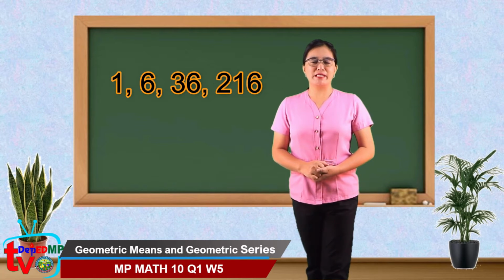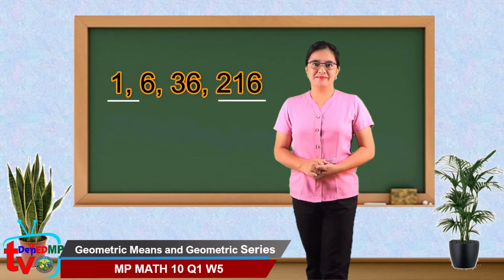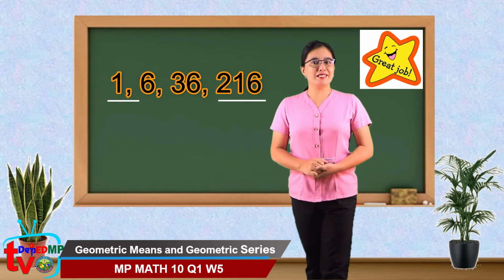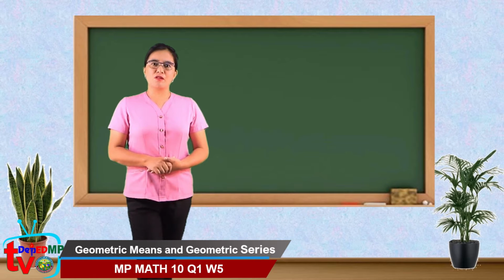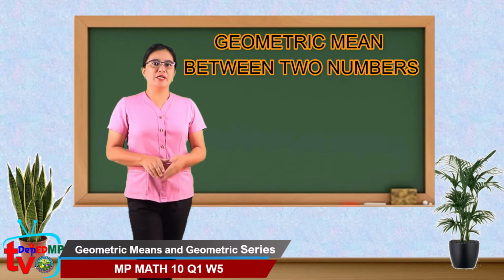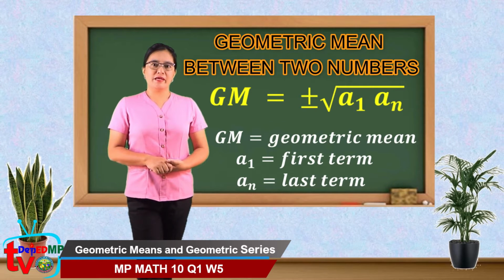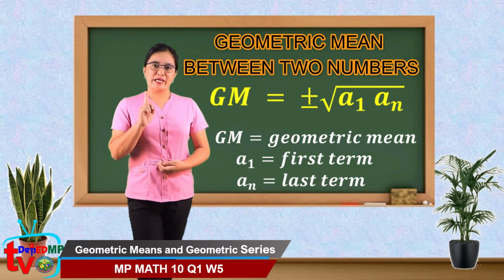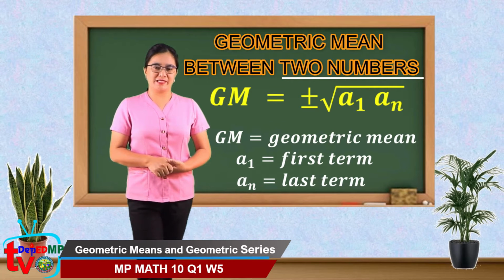How about the geometric means between 1 and 216? Great job if you identified 6 and 36 as the geometric means of 1 and 216. To solve for the geometric mean between two numbers, use this formula, where GM stands for the geometric mean, A sub 1 is the first term, and A sub n is the last term. Take note that you use this formula only if you are finding the geometric mean between two numbers.